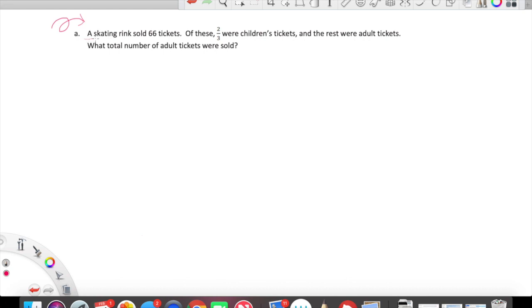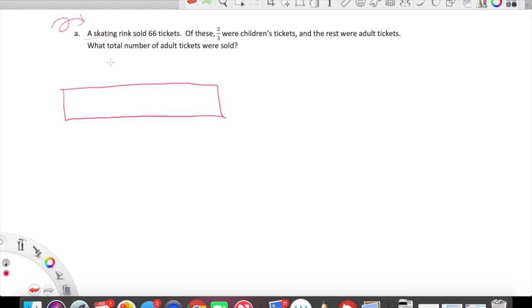A skating rink sold 66 tickets. Of these, 2/3 were children's tickets, and the rest were adult tickets. What total number of adult tickets were sold? Ooh, I like this. Okay, so let's think about this, you guys, and let's organize this into a really clear visual via a tube diagram.